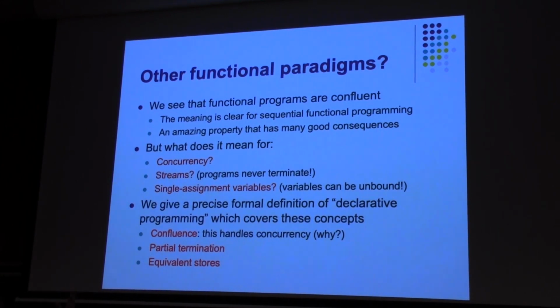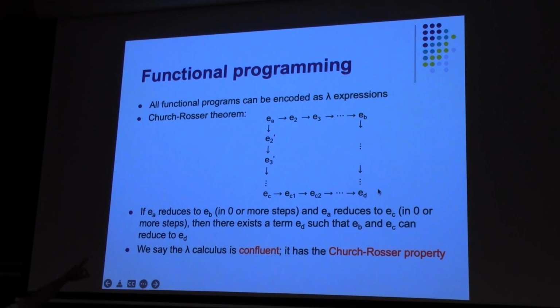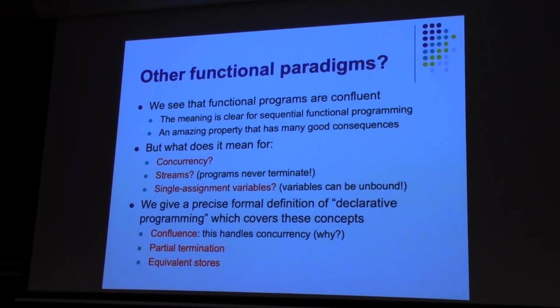So what does that mean, really, in terms of declarativeness? We also have single assigned variables. So variables can be unbound. Well, the lambda calculus doesn't have that. The lambda calculus has only values. It doesn't have unbound variables. So what happens with these funny unbound variables? How does the confluence, the Church-Rosser thing, change when we have all this extra stuff? Okay, so that's what I want to answer.